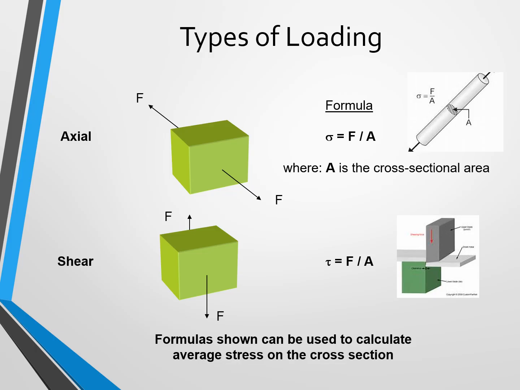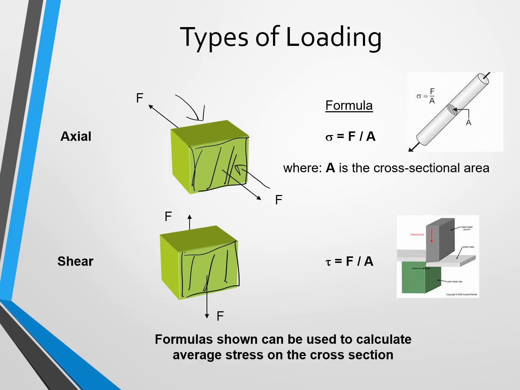In axial loading, the force is applied either in tension, which is shown here, or in compression, so we would just switch the direction of the arrows or the force that's applied. In shear, the force is applied in 2 directions, and the cross-sectional area is the area that is perpendicular to the applied force. So in the images on the left, the cross-sectional area for both loadings is the same, and it is this rectangle here.